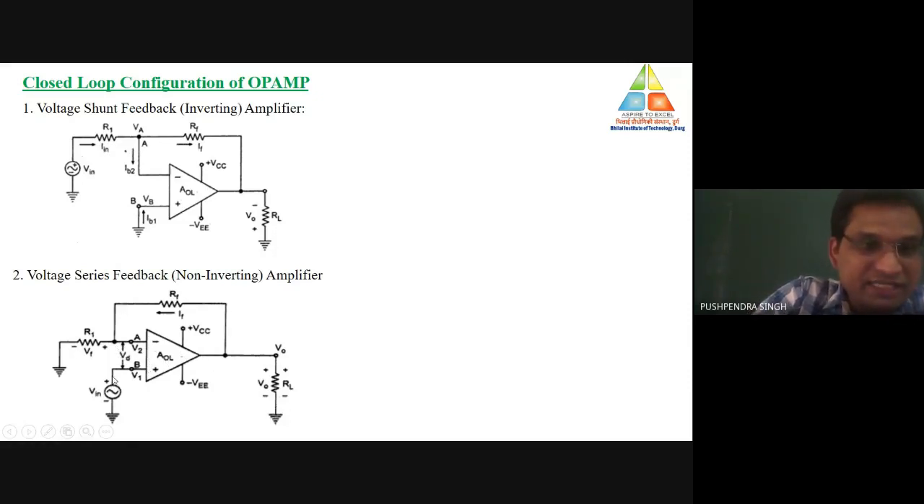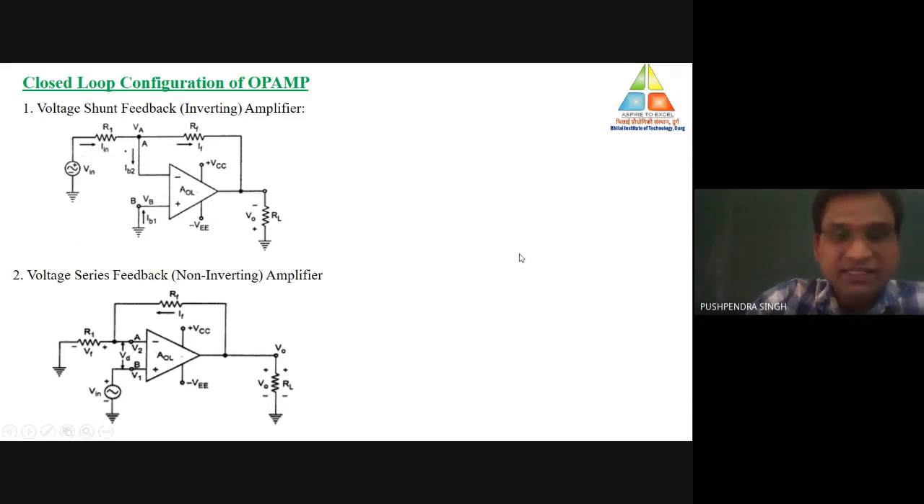Feedback element is in series with the input. That's why this is called voltage series feedback. Or the non-inverting amplifier configuration is called what? Voltage series feedback. So these are the two different configurations we are going to discuss in this unit: voltage shunt and voltage series.